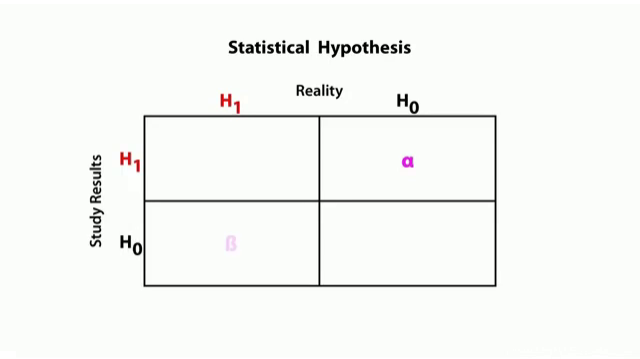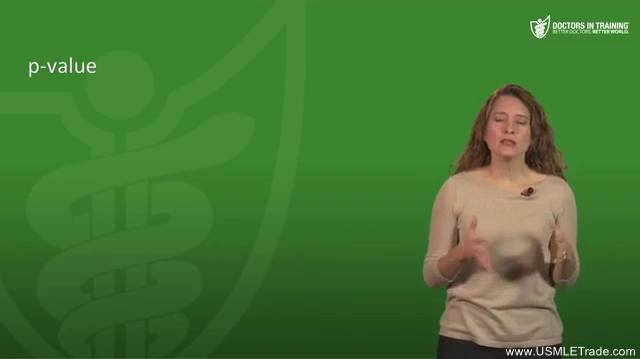Now, you would fill in a beta into the bottom left box. This is where a type 2 or a beta error would occur. That is, when a study analysis does not show an association between the exposure and the outcome, when in reality an association does exist. In the top left corner, you would fill in the word power, or 1 minus beta, because the power of the test is equal to 1 minus the probability of the type 2 error. We'll discuss more about power in just a few minutes. But first, let's talk about the p-value.